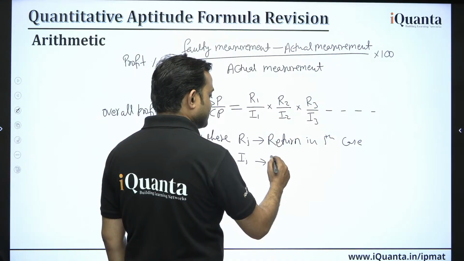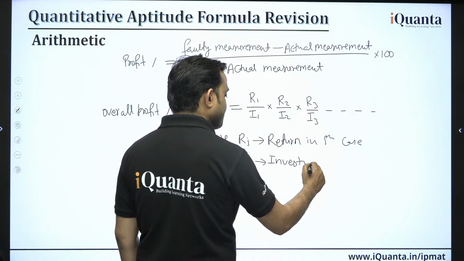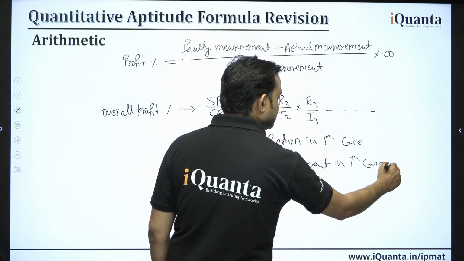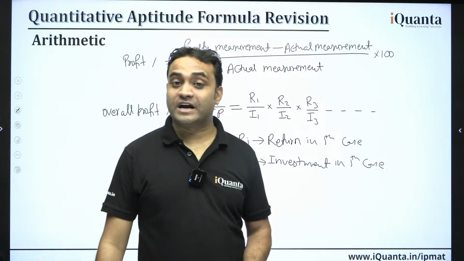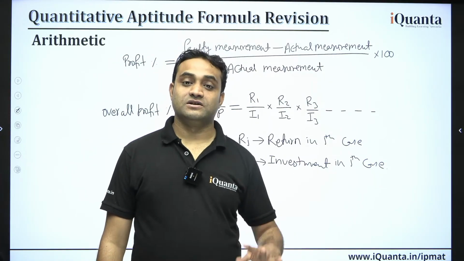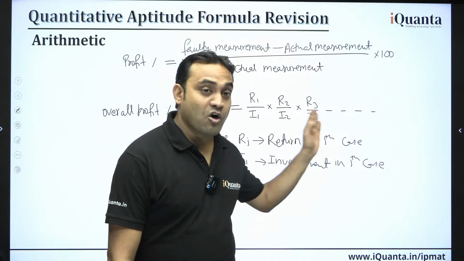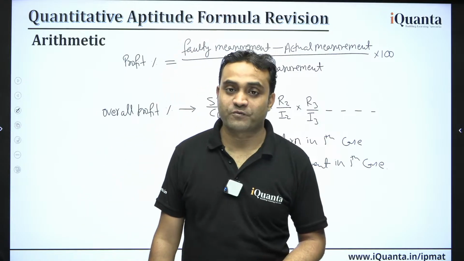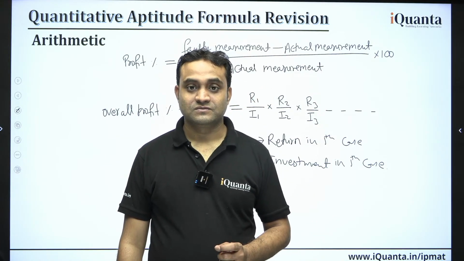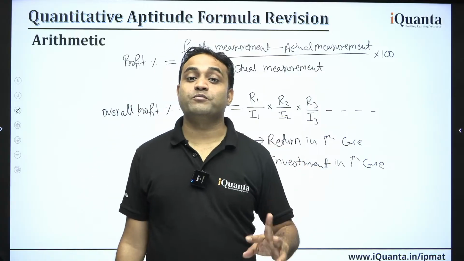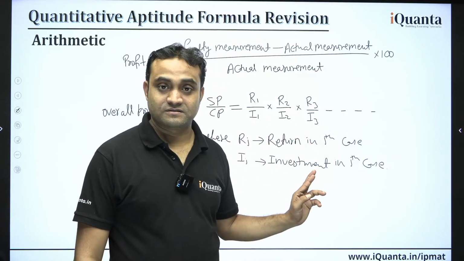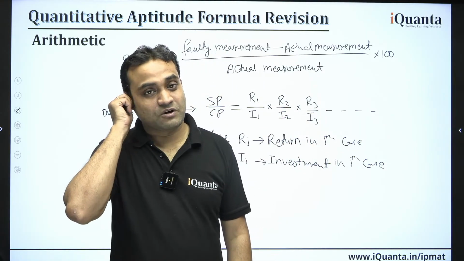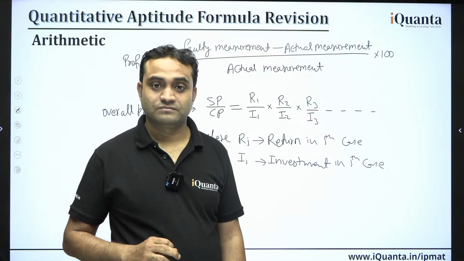Okay. What is Ii? This is investment in ith case. So, in each case you need to carefully find out what's his investment, what's his return, and you can apply all of them together. You get the ratio of selling price upon cost price. From there you can find the profit percentage. Okay. Now, you can also find the profit percentage in each different case and take the successive of it. Okay. Take the successive of it and find out the value. All right.